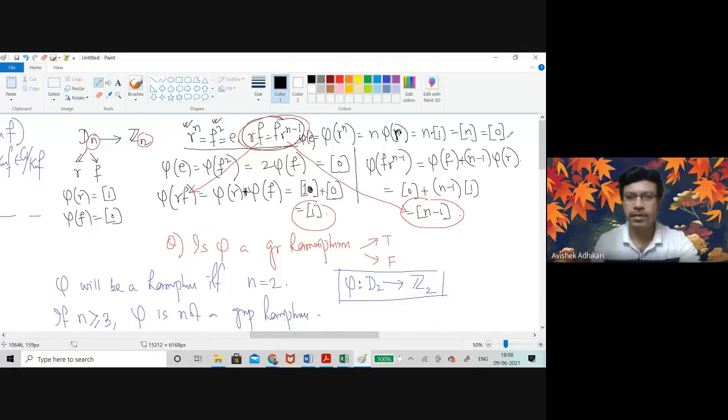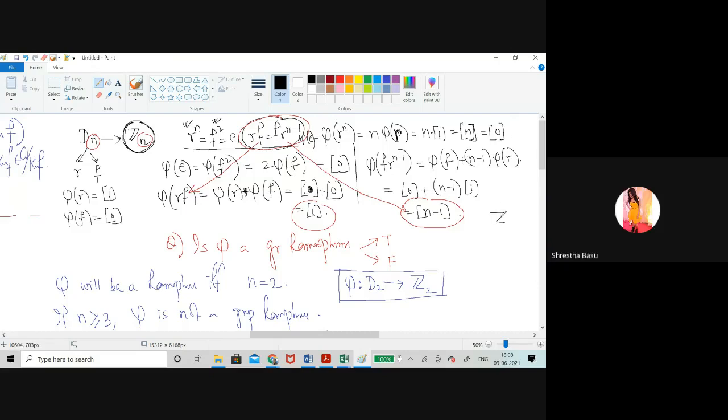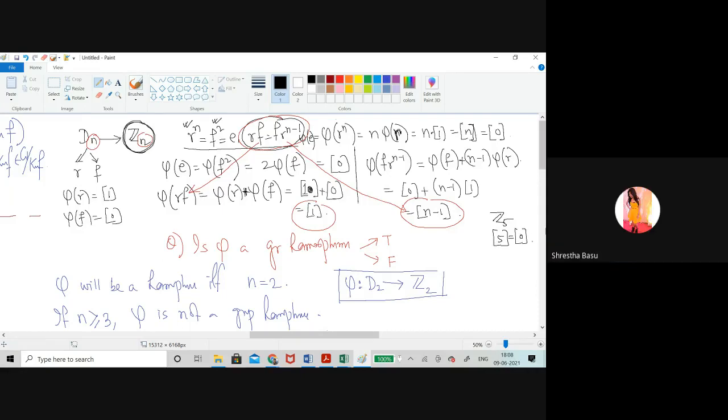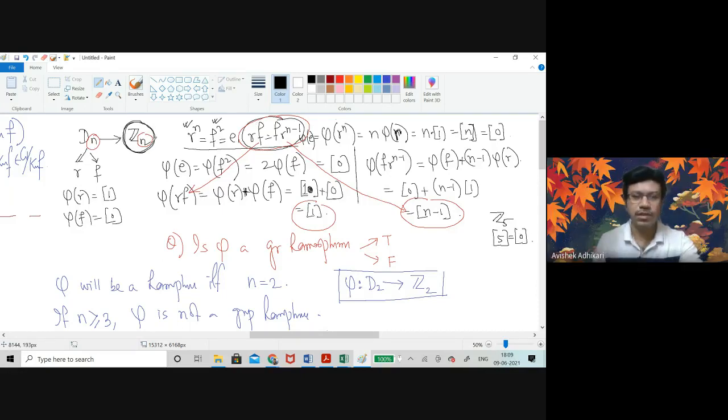Because this is 0, since this class n is in Zn, not in Z2. So class n in Zn means what? It should be class 0. Clear now? For example, in Z5, what is the value of class 5? This is same as class 0. Clear? Okay, sir. It was not Z2, it was Zn.